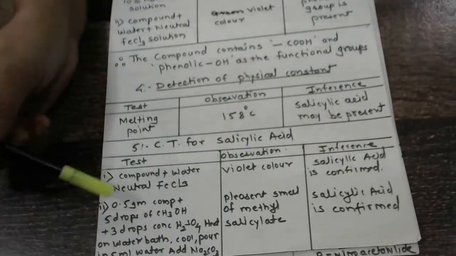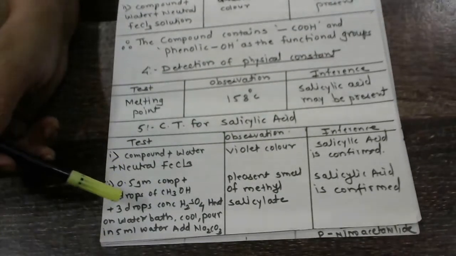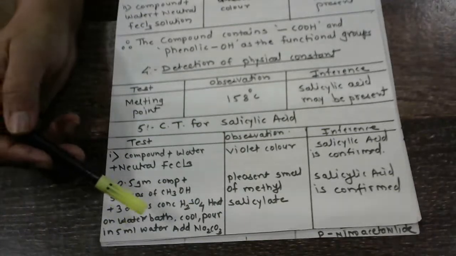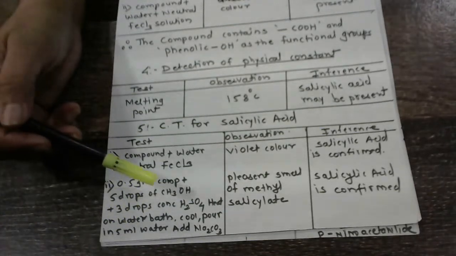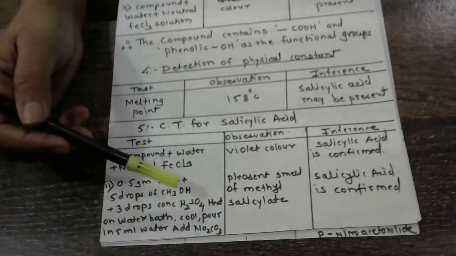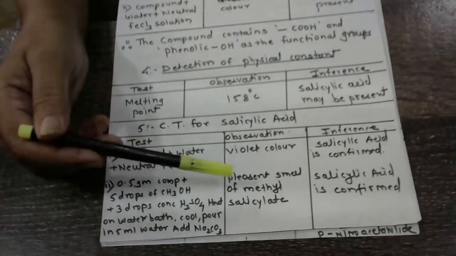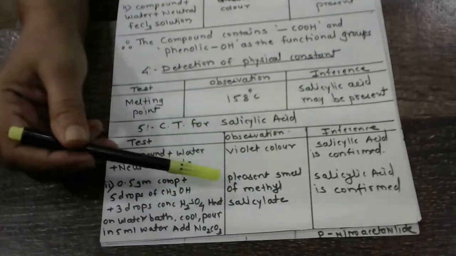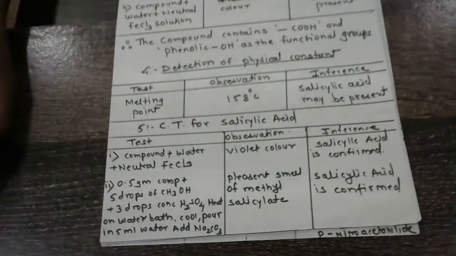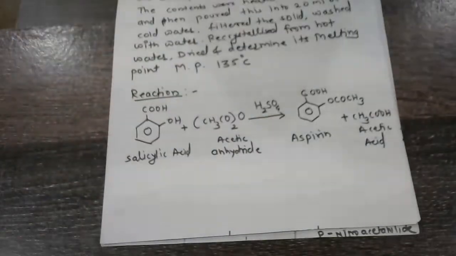Second step. We take 0.5 gram of compound, add 5 drops of methanol, then 3 drops of H2SO4, heat on a water bath, cool, pour into 5 ml of water and then add Na2CO3. We get the pleasant smell of methyl salicylate, which confirms salicylic acid. So this is the confirmatory test for salicylic acid.